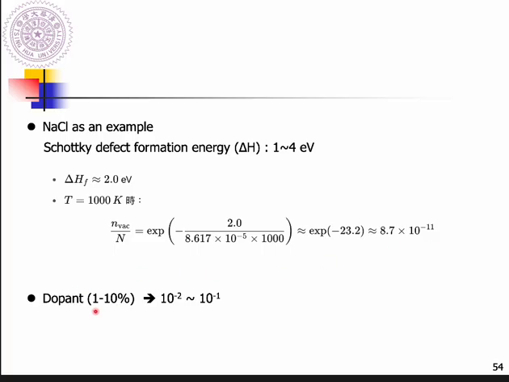But if you have a dopant, usually the dopant concentration will range from 1 to 10%. Under this situation, the fraction for the dopant would be much higher than the vacancy fraction. So just for your reference, this is much larger. So as long as you have a dopant, it will dominate or contribute a lot to the diffusivity of potassium. This is the case we want to address.